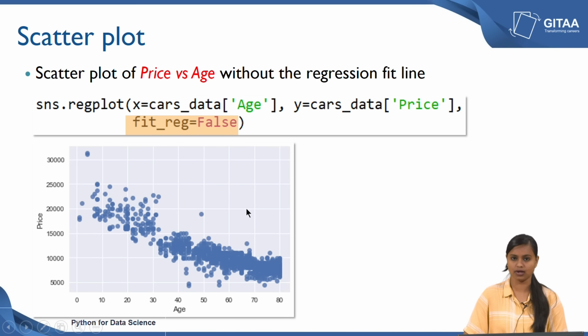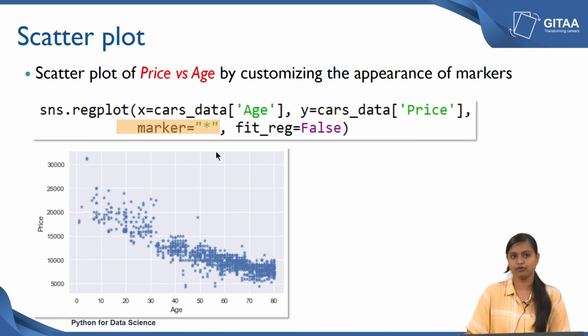The boxes are called grids, and the scatter points are called markers. Here we have solid round points. Now we are going to see how to create a scatter plot of price versus age by customizing the appearance of the markers. Appearance of the markers in the sense, you can change the shape of your markers to differentiate between the categories, but here I have taken only the scatter plot of price versus age.